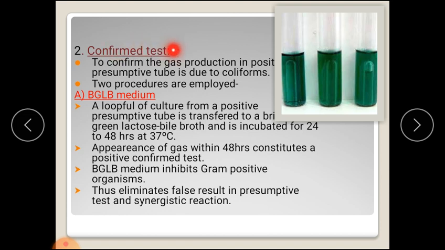The confirmed test can be performed by using two procedures. One is by using BGLB medium, that is brilliant green lactose bile broth medium, and another is where you are going to use endo agar and EMB agar. First we will study the BGLB medium.